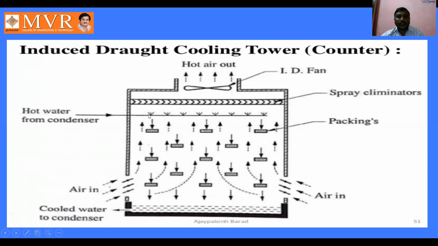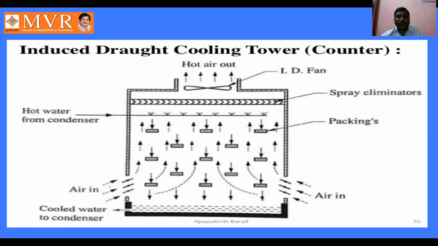and it enters into the cooling tower. When the hot water from the condenser enters into this cooling tower, the hot water is sprinkled into the cooling tower. And the air which is going to be entered into the cooling tower, due to the convection process, the heat exchange takes place here.